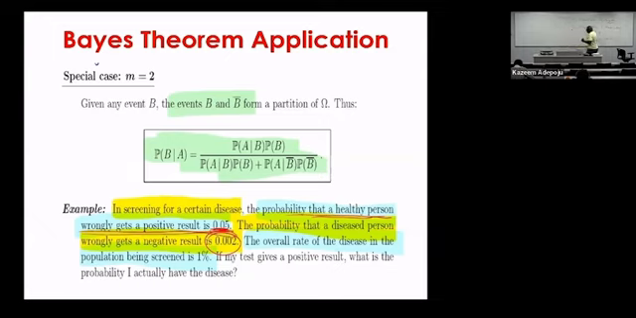Now, this one you want to find. Disease is present, positive result. But what you are given in the question says the probability that a diseased person, what do I use to represent a diseased person here? B, right? A diseased person wrongfully gets a negative result.